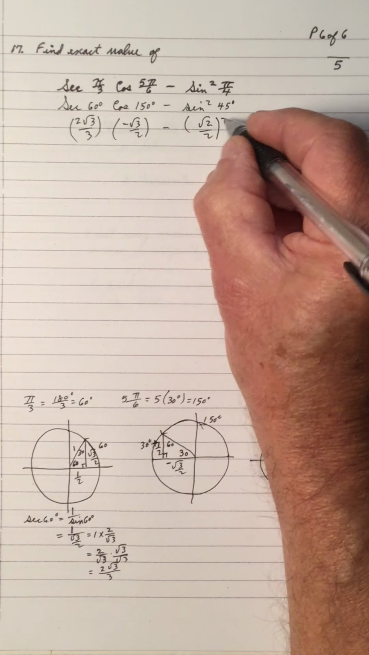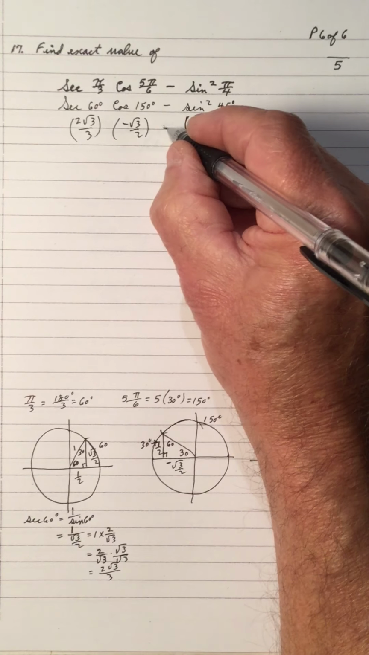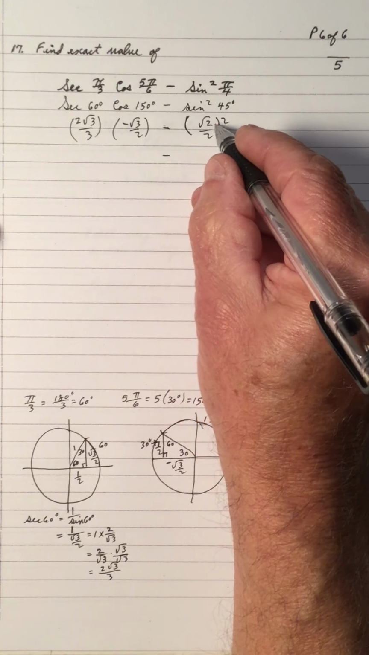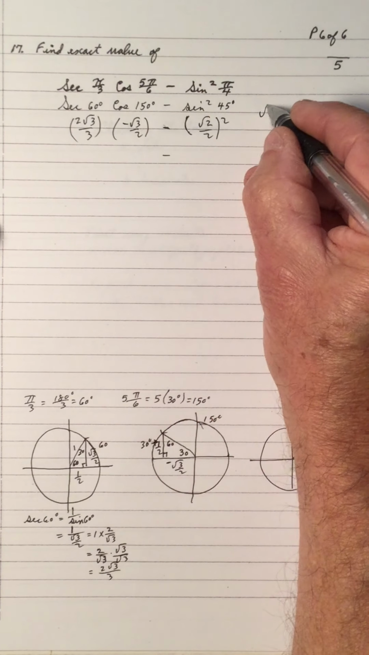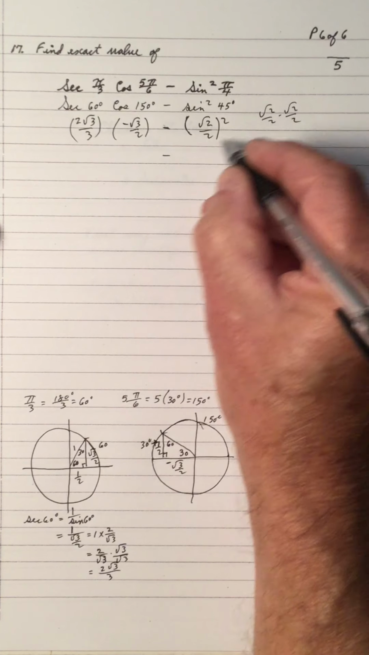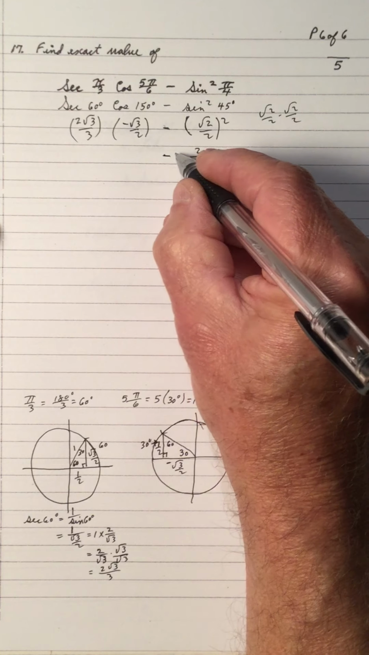And we have to square it. Notice the square is on the sine, so the square is on the bracket. So we'll do the square first. So root 2 over 2 times root 2 over 2. Root 2 times root 2 is 2. 2 times 2 is 4. We could make it a half, or we just leave it alone for a second.